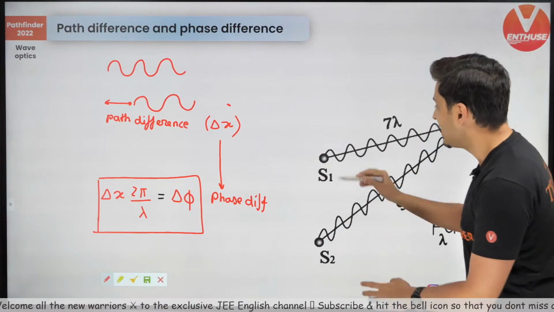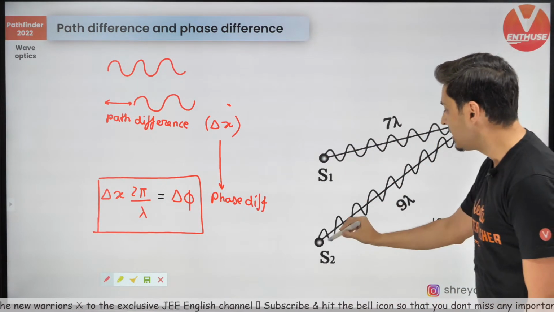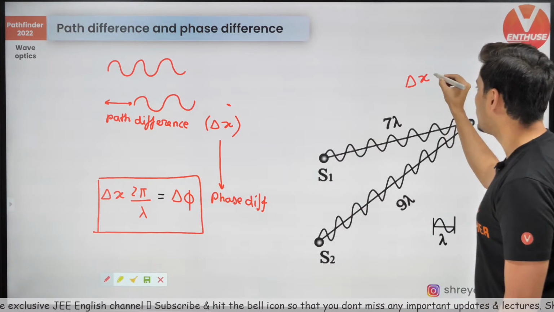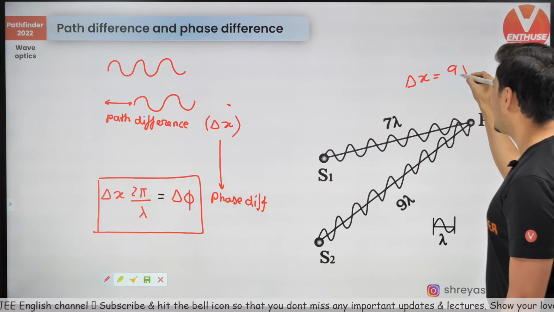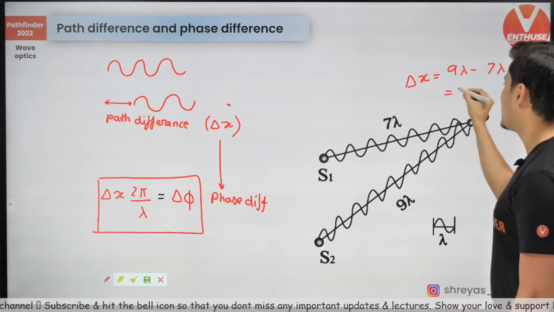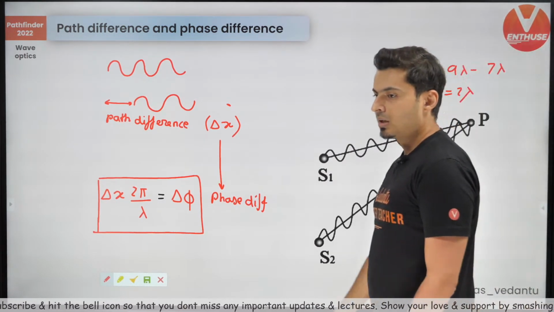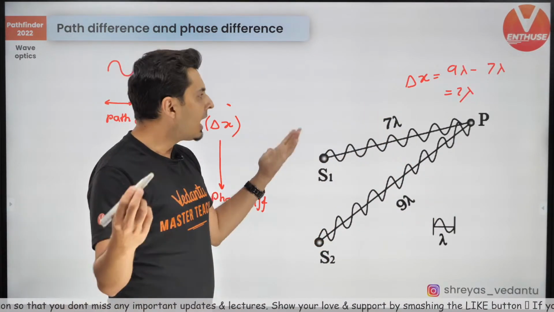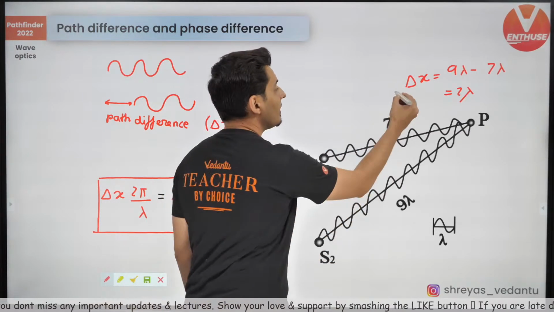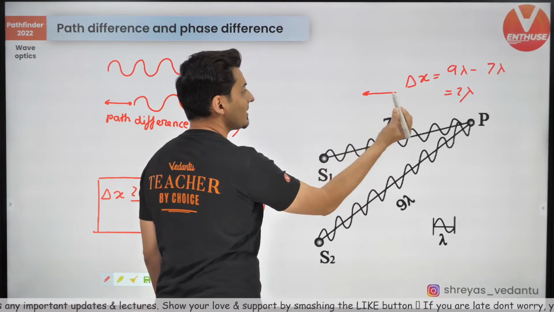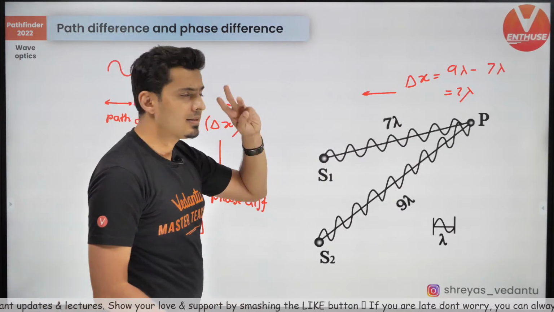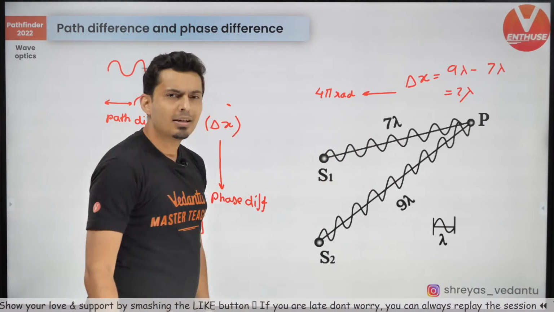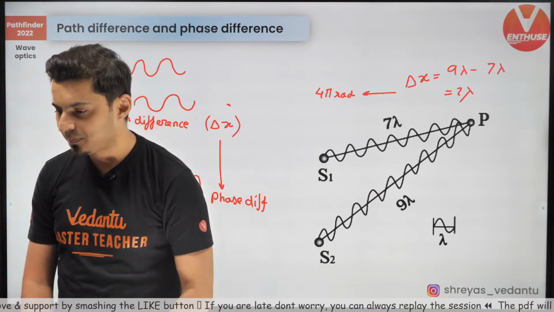Now in this situation, there are 7 wavelengths fitting here, whereas there are 9 wavelengths fitting here. So what should be delta x? Delta x will be 9 lambda minus 7 lambda, which is nothing but 2 lambda. So 2 lambda is the path difference for this numerical. And how much is 2 lambda in radians? 1 lambda is 2 pi radians, so 2 lambda will be nothing but 4 pi radians. Is that understood, my warriors?